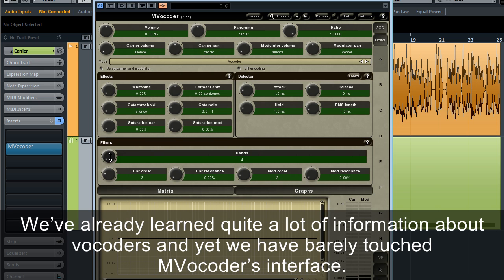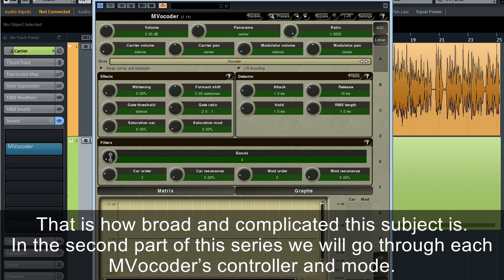We've already learned quite a lot of information about vocoders, and yet we've barely touched MVocoder's interface. That's how broad and complicated this subject is. In the second part of this series, we'll go through each MVocoder's controller and mode.